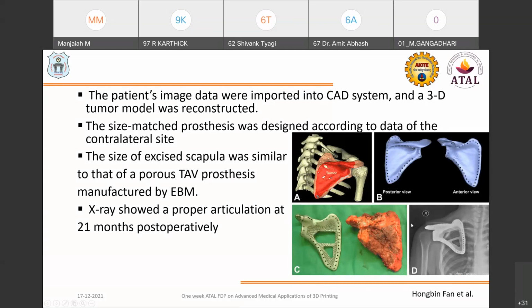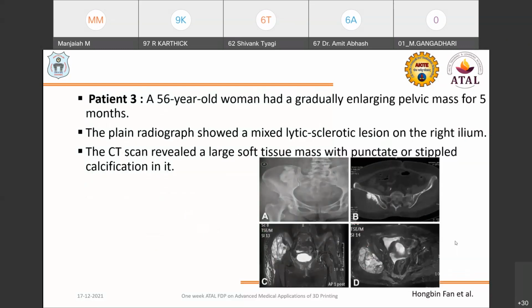Then it was manufactured by the EBM process, and after proper articulation and 21 months of prosthetic follow-up, it was implanted in the particular patient. This is how we can use medical 3D printing, the SLM and EBM processes, for patient-specific applications.